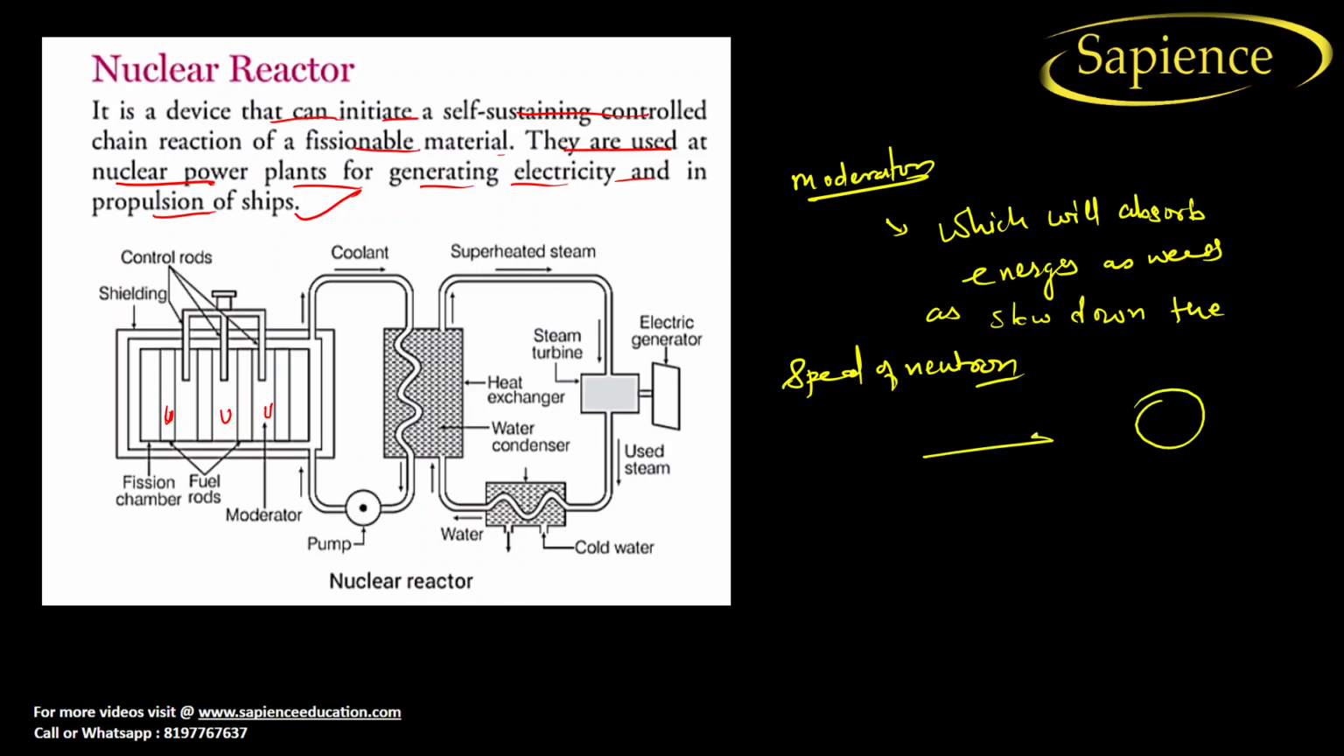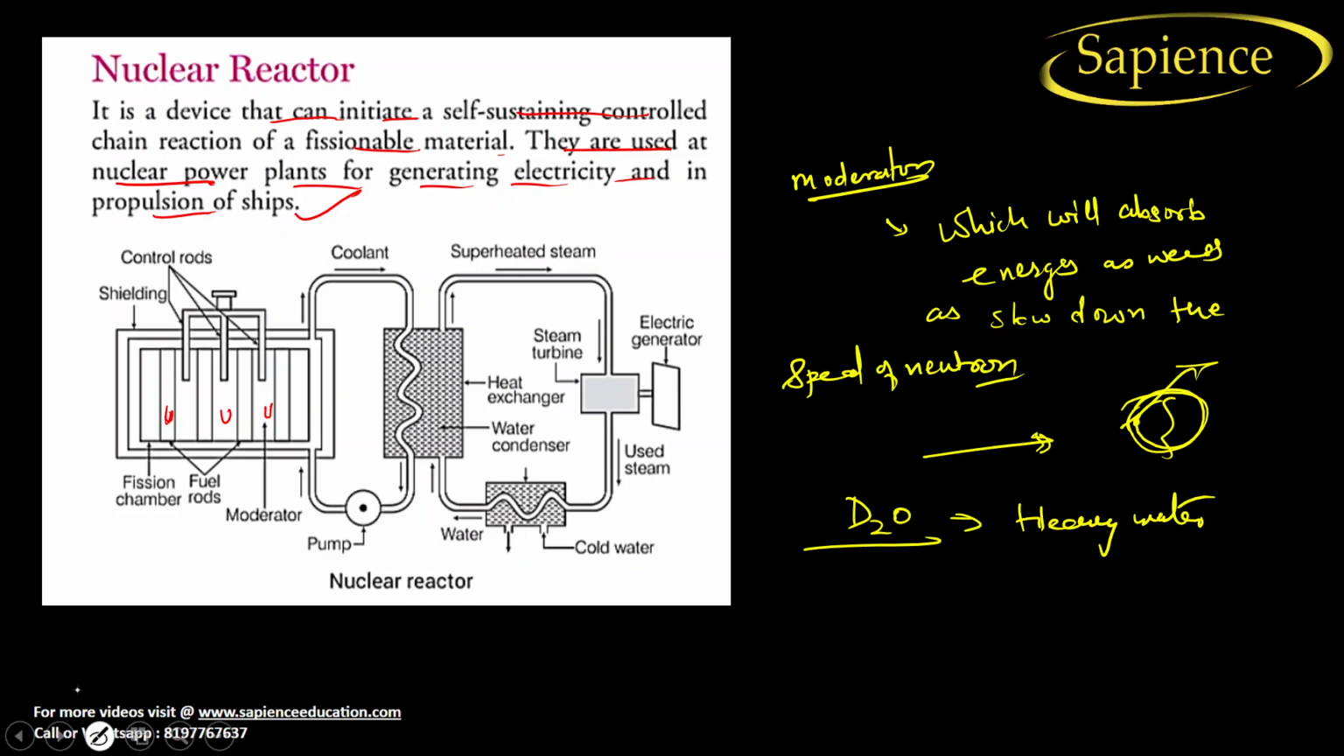Because if the neutron is very fast, it doesn't get any time to get stuck with the nucleus, and it will just go through, and there will be no reaction or no splitting of the nucleus. So we want slow moving neutrons. So for that we will keep the moderator. An example of a moderator is D2O, which is also considered heavy water. So it has two works: it will slow down the neutron as well as absorb the energy.